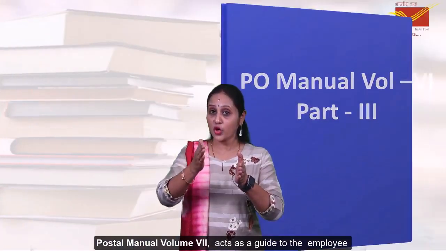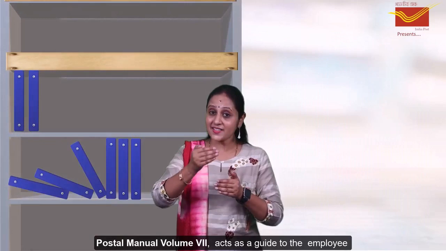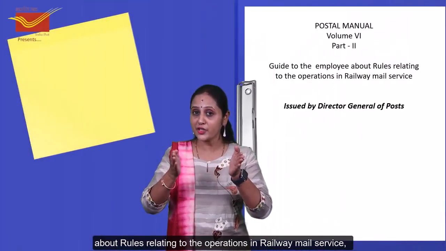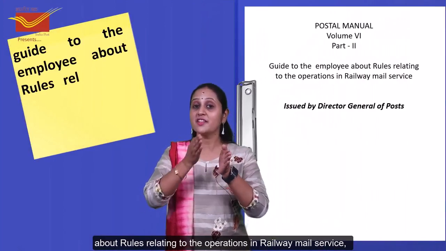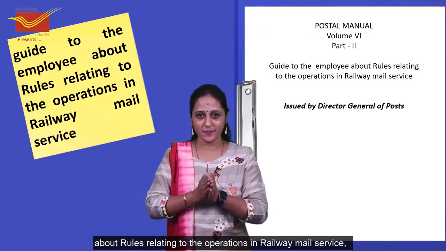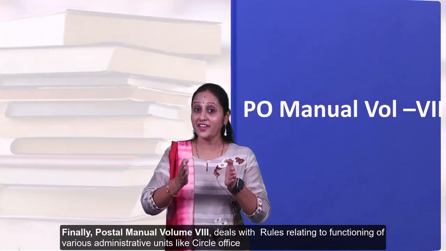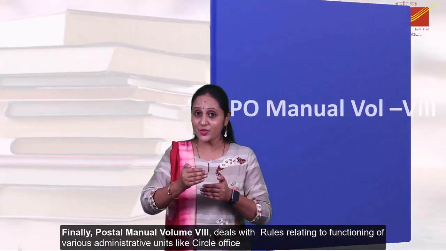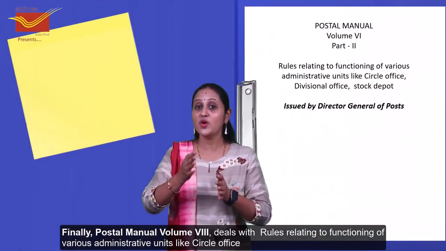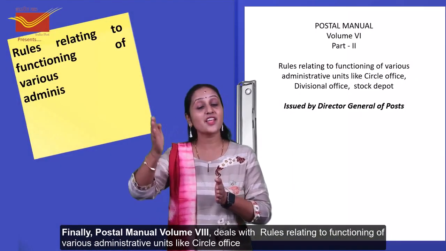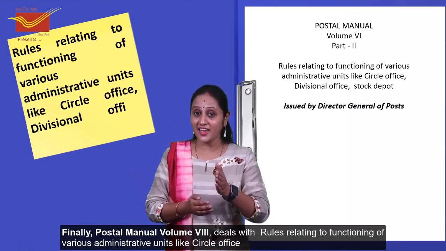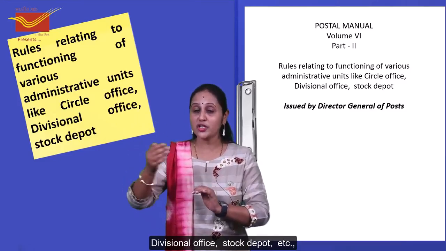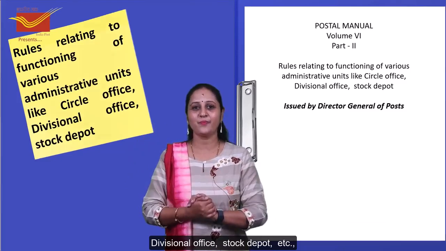Postal Manual Volume 7 acts as a guide to the employee about the rules relating to the operations in the railway mail service. And finally, the Postal Manual Volume 8 deals with the rules relating to functioning of various administrative units like circle office, divisional office, stock depot, etc.